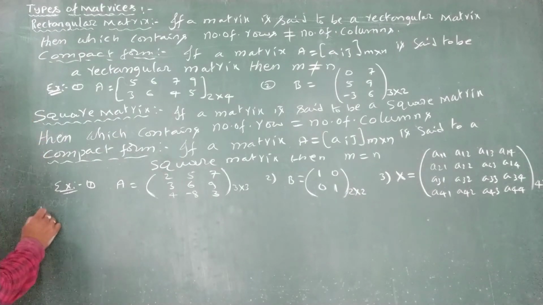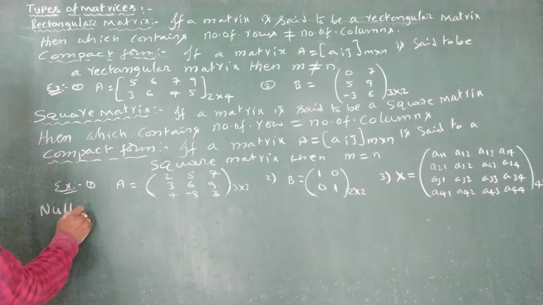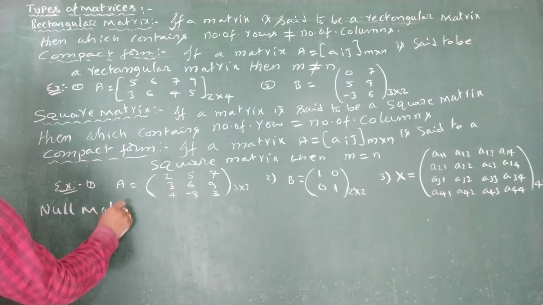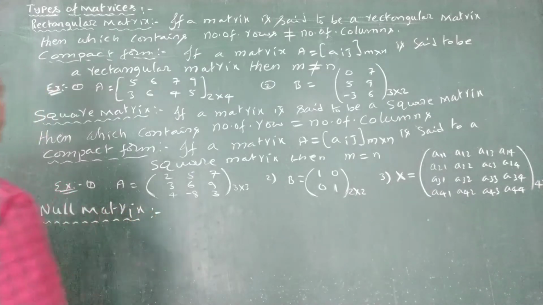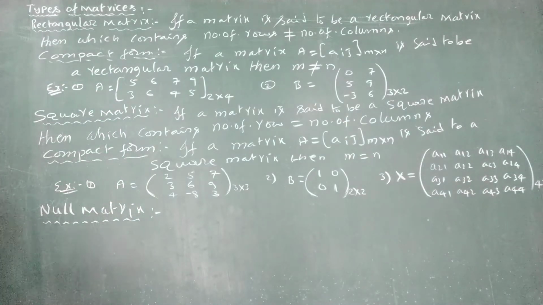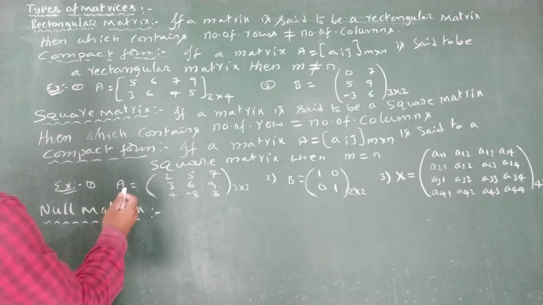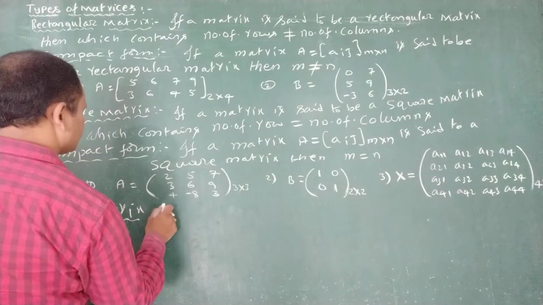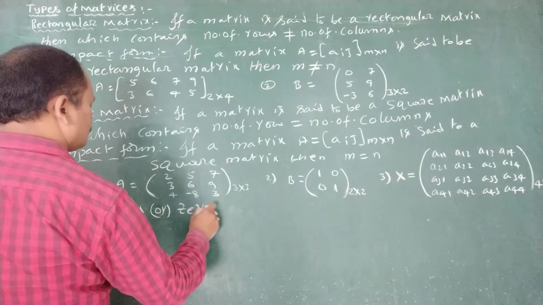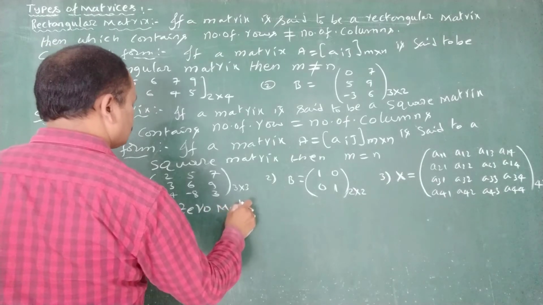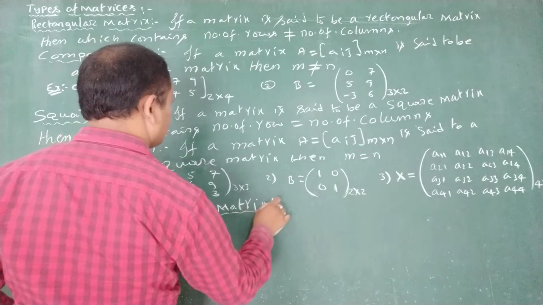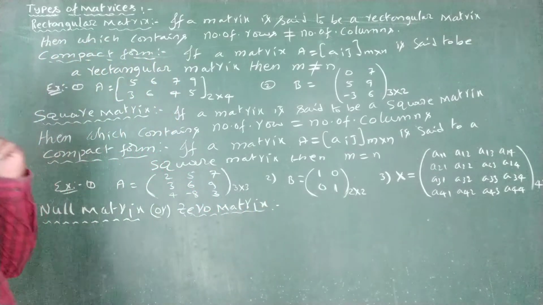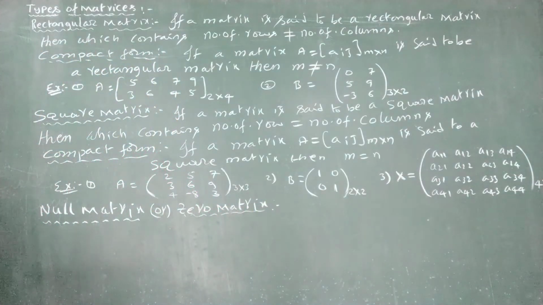definition, that is null matrix. The definition for null matrix or zero matrix. Sometimes it is called zero matrix.